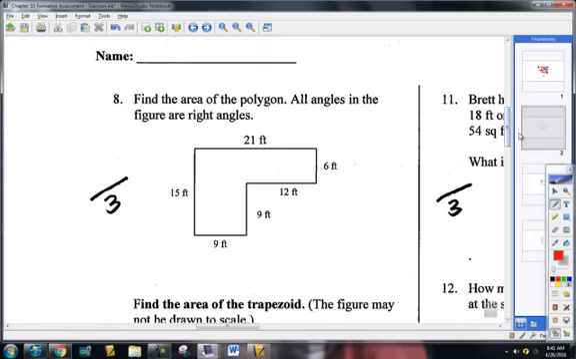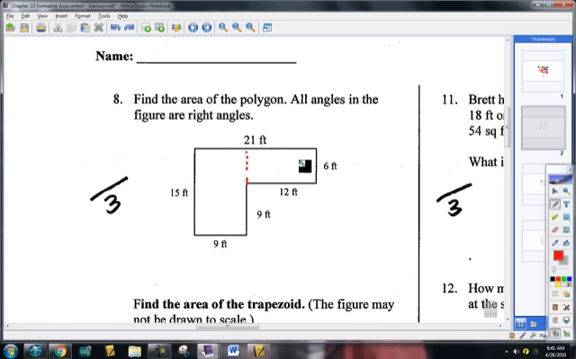Okay, find the area of the polygon. Now, you could have done yours differently. We've got to decompose this thing. I found it easiest just to cut it right there. Could you also cut it there? Yes, sure you could have. You will get the same answer regardless.